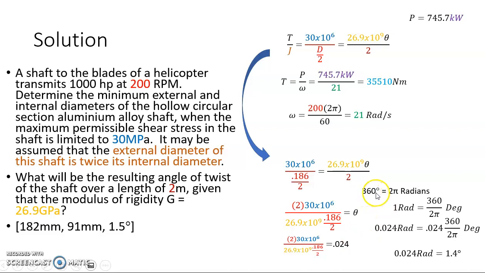There's 360 degrees and 2 pi radians, so 1 radian is 360 divided by 2 pi. So 0.024 radians is equal to 360 all over 2 pi multiplied by 0.024, and that works out to be 1.4 degrees, which again is close enough to the answer.